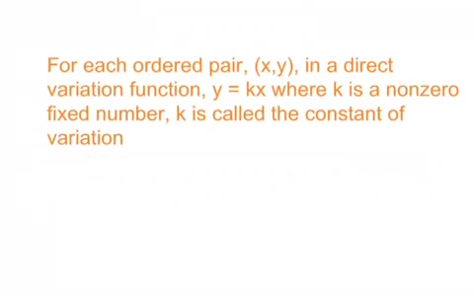Okay? Alrighty. So, direct variation is when each ordered pair, x and y, fits a direct variation function, y equals k times x. k has to be a non-zero fixed number, and k is called the constant of variation. So right now we've been talking about slope, right? So the constant of variation, I want you to think about that, okay?